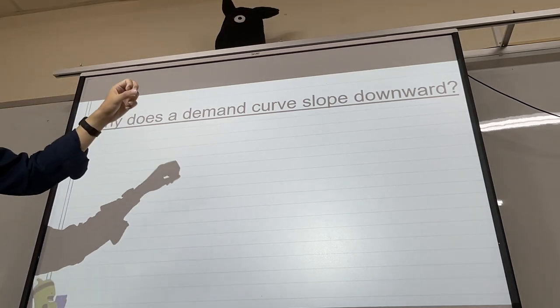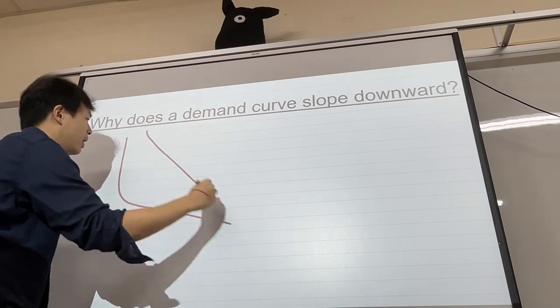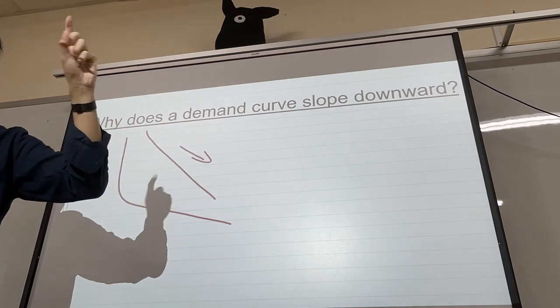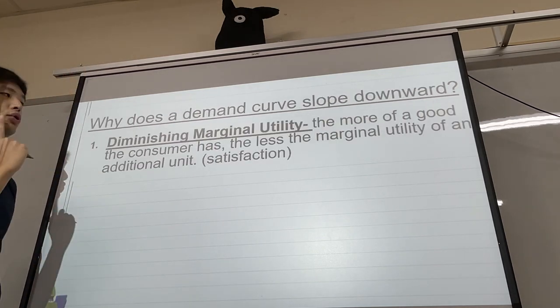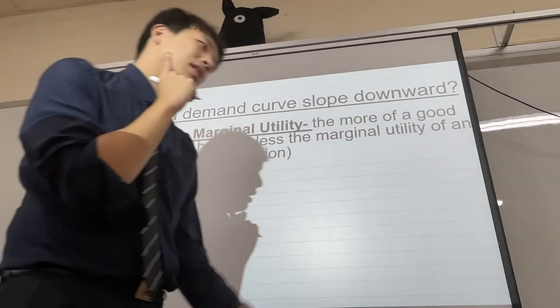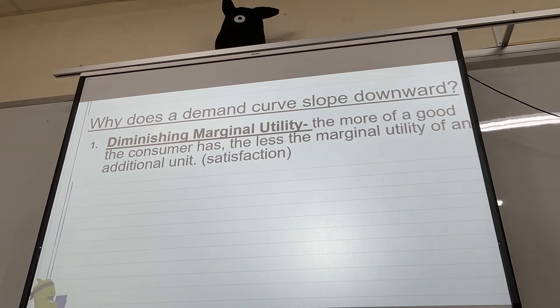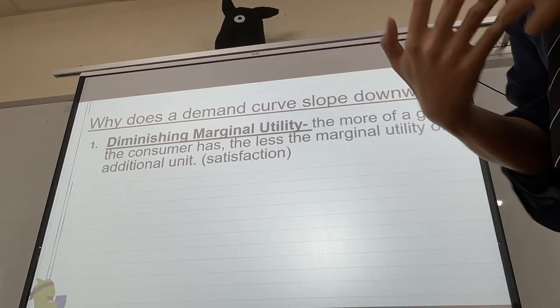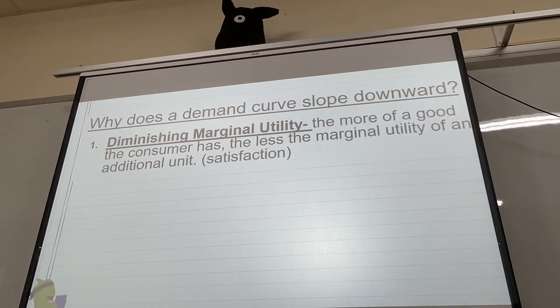Why does the demand curve slope? How come this line always goes down like this? Why is the slope always downward? Number one, diminishing marginal utility. What's that? Decrease of satisfaction, and then what? If we consume more. Okay, good. So reason number one, diminishing marginal utility.